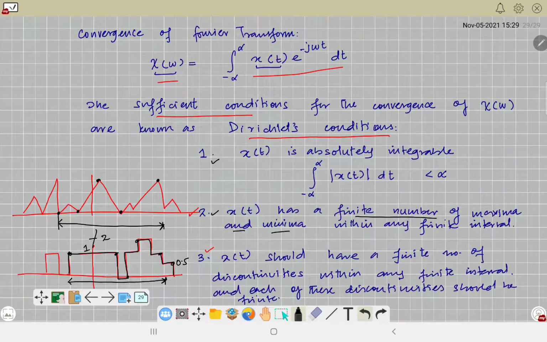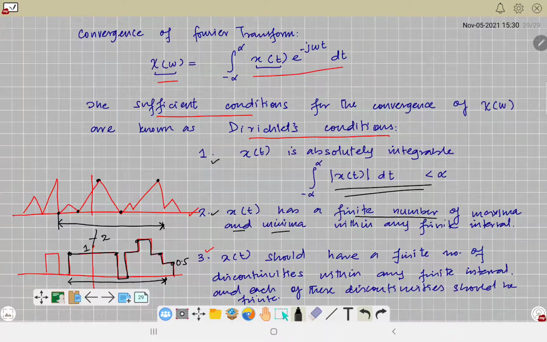Then there's a third one, that x of t should be absolutely integrable, which means if you take the integral of x of t over the limits minus infinity to plus infinity, the value should be a finite quantity. Together these three conditions are known as the Dirichlet conditions, and these are sufficient conditions for the convergence of x of omega. It means if your signal x of t satisfies these three conditions, you will find the Fourier transform, and that transform will be a finite thing.